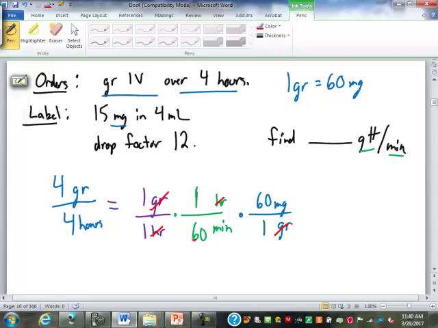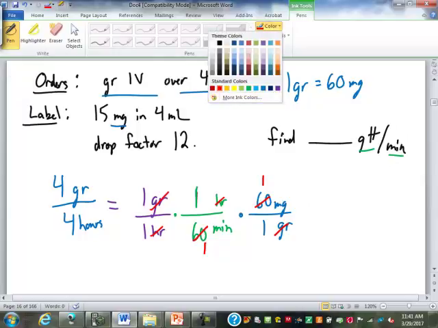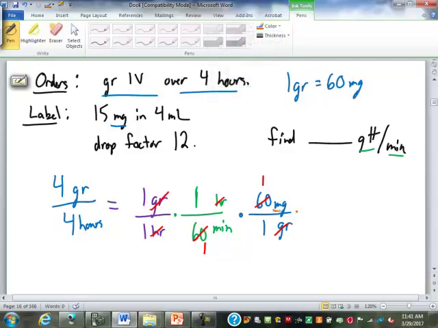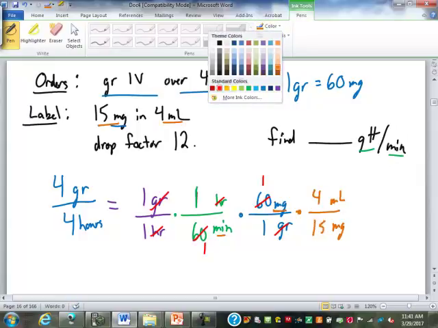While I'm at it, I'm going to cross cancel the 60s to make my calculation a little bit easier coming down the line. So right now, if we have all ones here, we're looking at 1 milligram per minute is what our flow rate is coming out to be so far. So we are in milligrams per minute. The minutes are okay. We have to get to drops. Well, we have 15 milligrams per 4 milliliters. So I'm going to get rid of milligrams, putting those on bottom, milliliters on top. So 15 milligrams per 4 milliliters. And now the milligrams are gone.